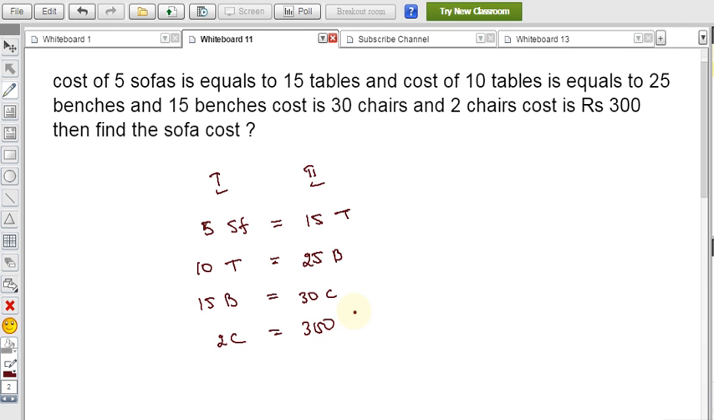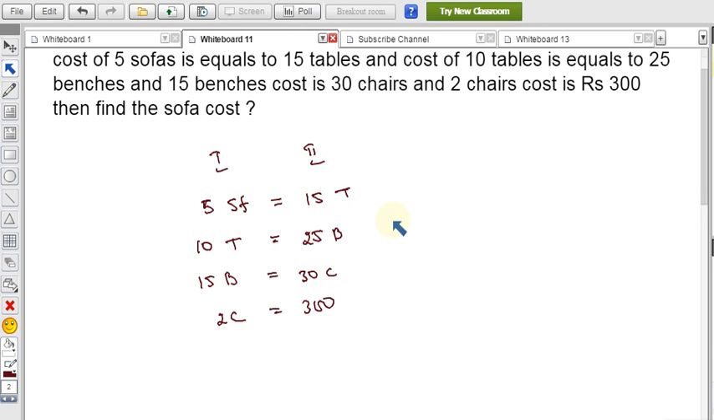So if you calculate from the downwards, it takes more time, because 2 chairs is 300, so 1 chair is 150. Then you have to find out 30 chairs cost, that should be equal to 15 benches. Again, 1 bench cost you have to make equal to 10 chairs. So instead of this much time, let me explain a simple technique for this logic shortcut.